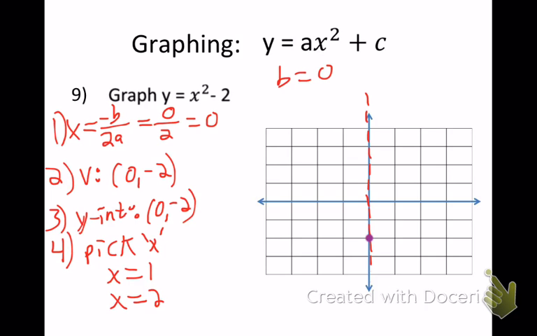So when I plug 1 in, what do I get out? 1 squared is 1, 1 minus 2 is negative 1, right? So I get 1, negative 1. Plot that one, plot the reflection. Then I plug in 2. 2 squared is 4. 4 minus 2 is 2. Give the coordinate 2, 2. And I plot that there. And that is my parabola right there.